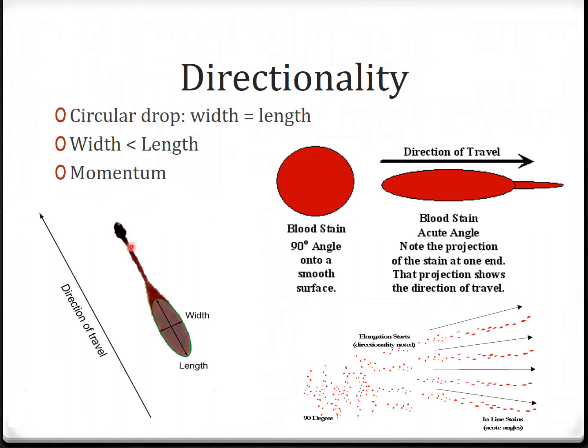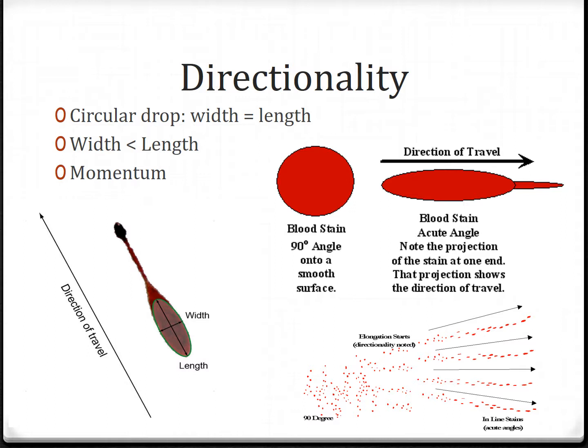So here again, it's another picture. We've got our main blood drop here, and we've got the tail, and that tail points in the direction of travel. So the blood drop came from down this direction, hit here, and was going that way. Okay, so we can look at this as well. We can see we've got a bunch of blood drops here that are 90 degrees. We've got these lines of blood drops or blood spatter. All the tails are pointing over here to the right. That means that the blood was traveling to the right. So that tail tells us which direction this was traveling in.